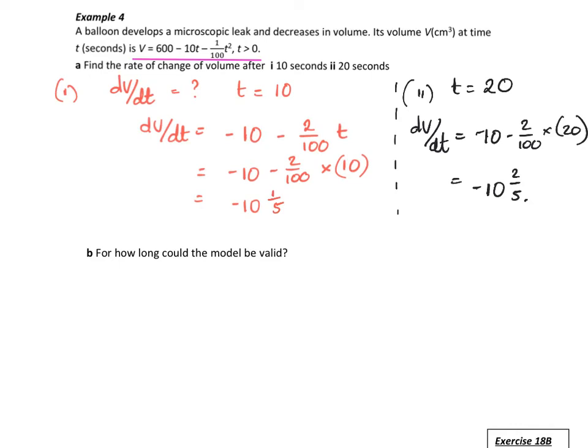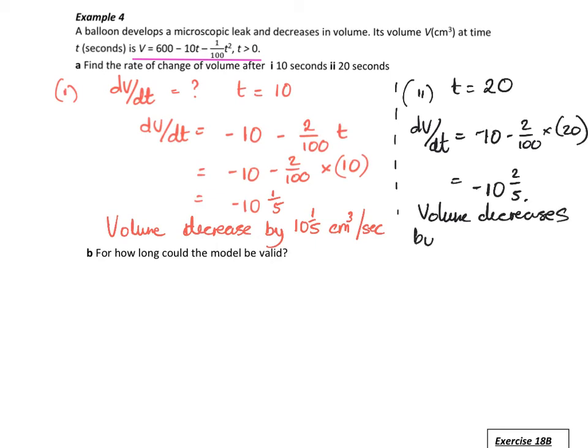So we can say that the volume here is decreasing by 10 and 1/5. And what are the units? Centimetres cubed per second. Same thing for this one over here. The volume decreases by 10 and 2/5 centimetres cubed per second. So units are important.